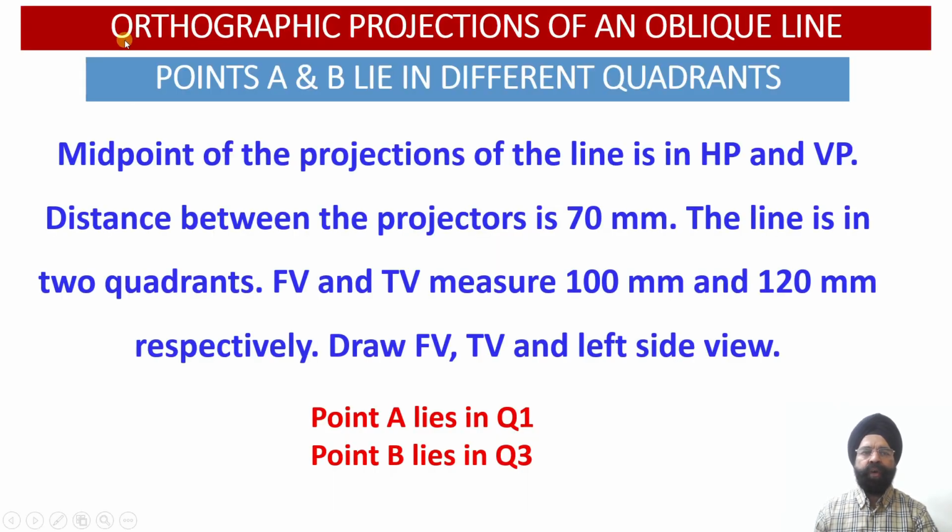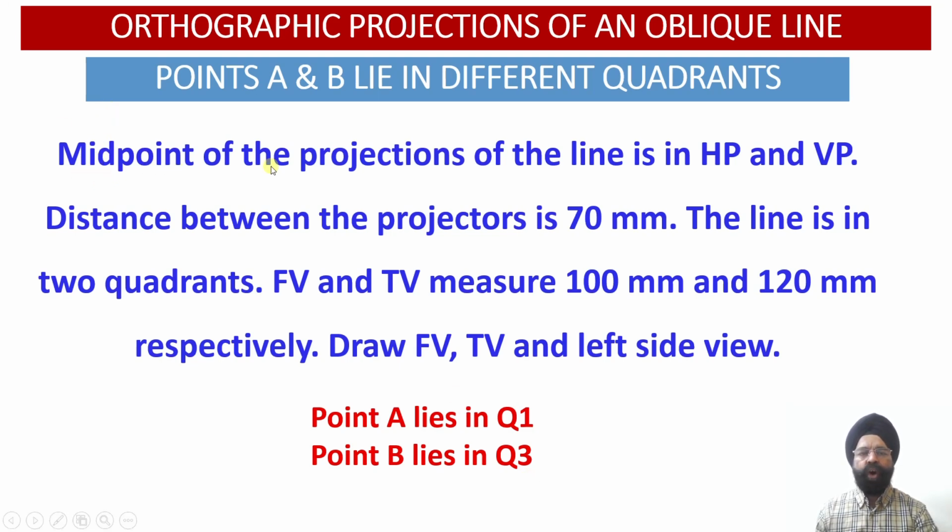Here we are required to evaluate the orthographic projections of an oblique line in which the ends A and B lie in different quadrants. Point A of the line lies in quadrant 1, while point B of the line lies in quadrant number 3. Let us first go through the problem statement.